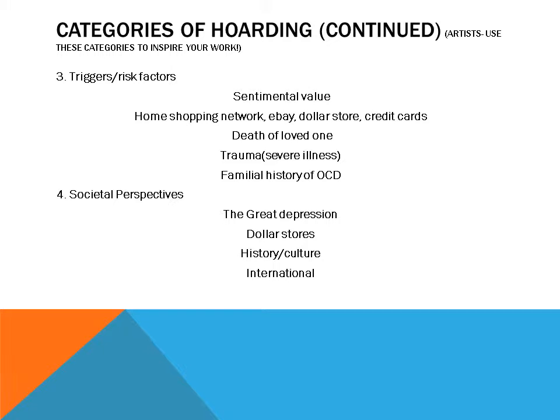A third category of hoarding includes triggers and risk factors. Some of these triggers include sentimental value of objects, access to home shopping network, repetitive buying from eBay, dollar stores, credit card purchases, and objects that are just usually not used or packaged away in boxes sitting in the home, continuing to build up clutter.